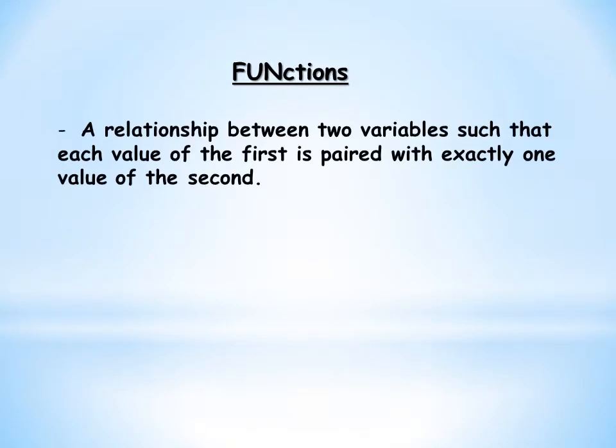A function is a relationship between two variables such that each value of the first is paired with exactly one value of the second. So if we're referring to x's and y's, that means every x has only one unique y. And I'm sure in previous classes you may have talked about the vertical line test, which is a way you can determine whether a graph is a function or not.